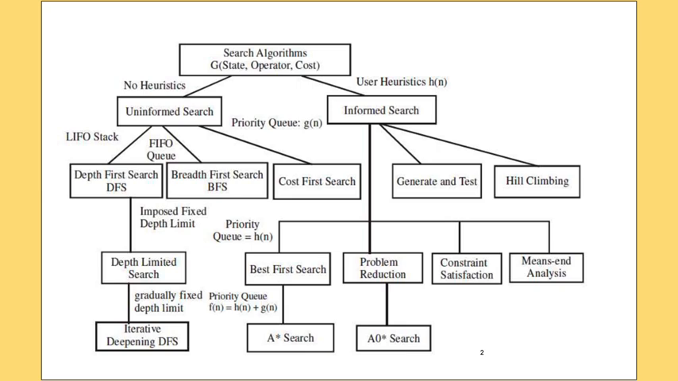The issues of depth first search can be overcome by depth limited search. The issues of depth limited search can be overcome by iterative deepening depth first search. Informed search can be further classified into best first search. It includes A-star search. Problem reduction includes AO-star algorithm. Constraint satisfaction, means-end analysis, generate and test, and hill climbing.